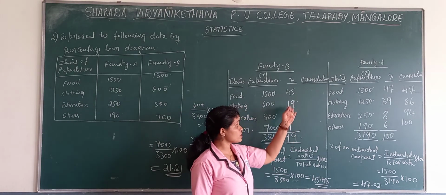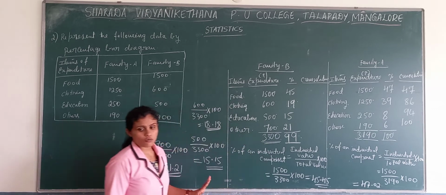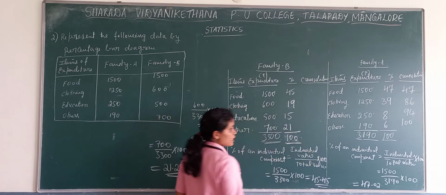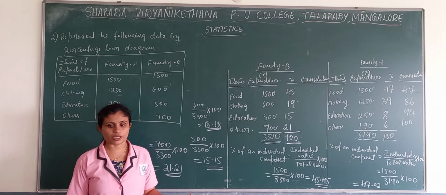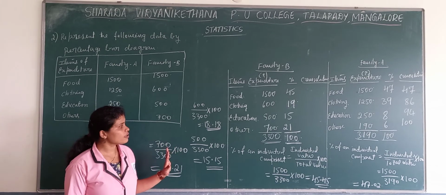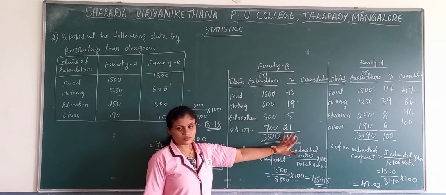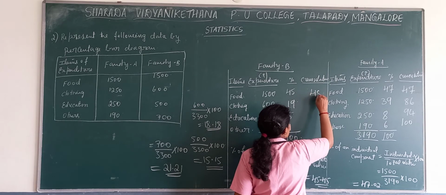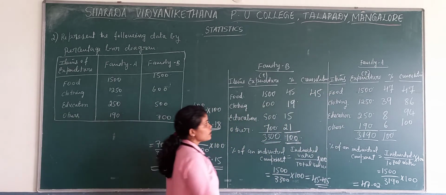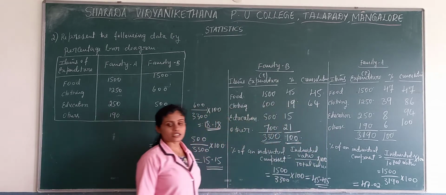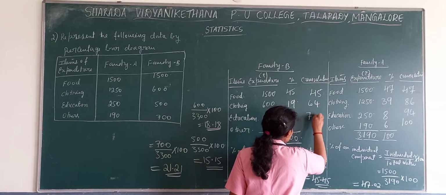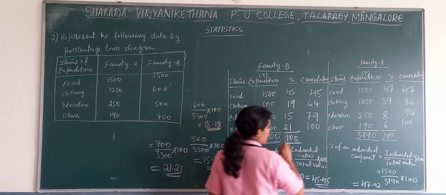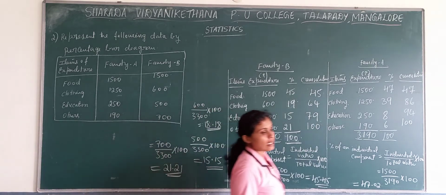45 you can make it 46. 15 you can make it 16. So one value will increase so that here we get total as 100. You won't get 97, 96 and all. 99 you will get sometimes. Calculation everything is right, but still we get the value as 99. Now we will make the cumulative there. It is 45. 45 plus 19, it is 64, and 64 plus 15, that is 79. 79 plus 21, there we get 100. Now we completed with the table.